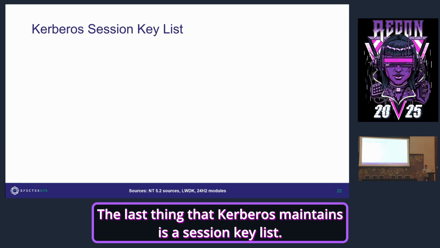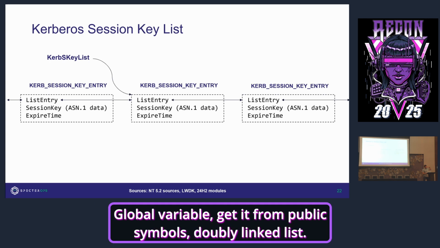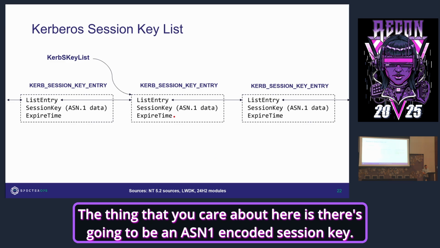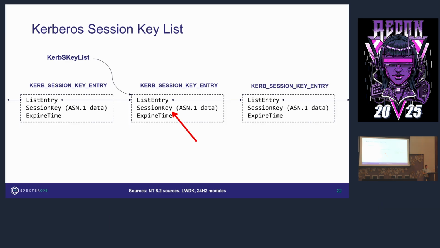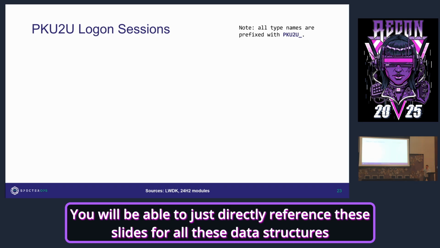The last thing that Kerberos maintains is a session key list, a global variable you get from public symbols, a doubly linked list. The thing that you care about here is there's going to be an ASN1 encrypted session key, and those session keys are the things that you pair with a ticket to be able to use the ticket when you interact with a remote host. I know I'm going quick, but this presentation is on my GitHub, so you will be able to just directly reference these slides for all these data structures and how they're laid out.